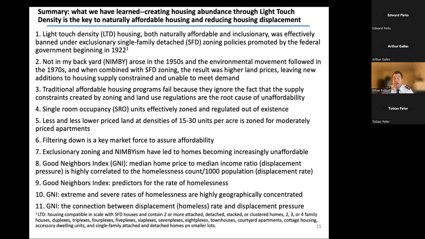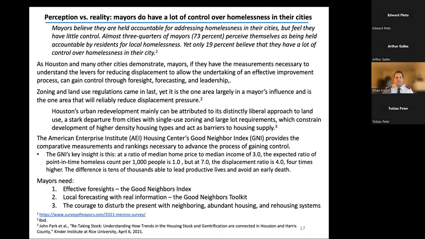And if you didn't get a chance this morning to see AEI's heat index and the experience of filtering, AEI has done some of the most significant filtering research in recent history to show what that looks like across the market. Exclusionary zoning and NIMBYism have led to homes becoming increasingly unaffordable, but we hope that the Good Neighbors Index, which shows median home price to median income ratio, is highly correlated to the homelessness count or the displacement rate within communities. So we are going to get to that.